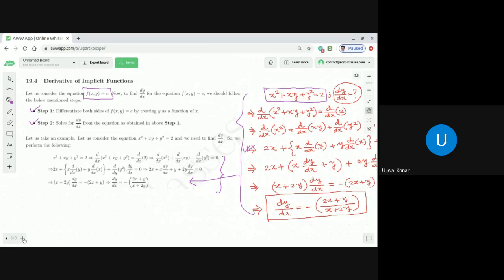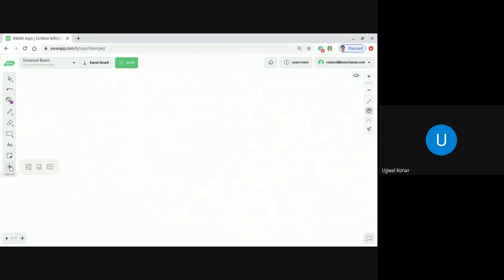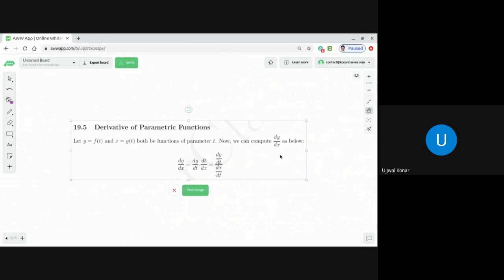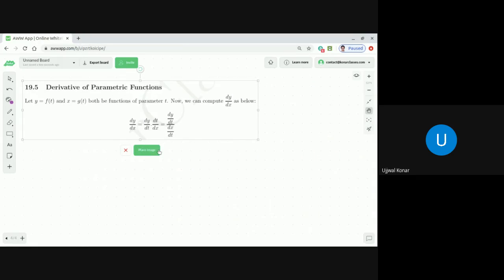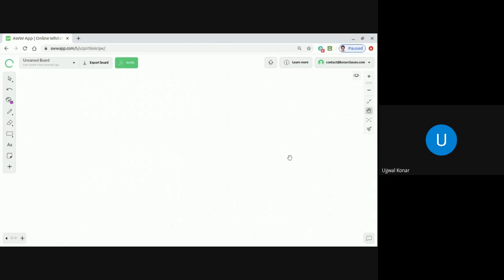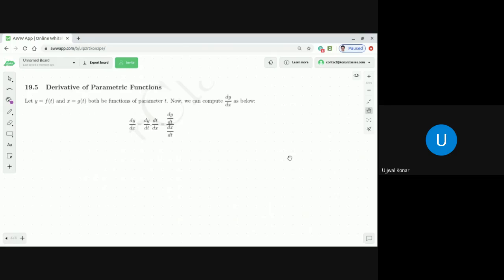Let me go to the next page of my digital board. Okay. So here, let me tell you what is a parametric function and why it is important. Think about the parabola. You will know about the parabola in detail when you discuss coordinate geometry classes. But what is a parabola?